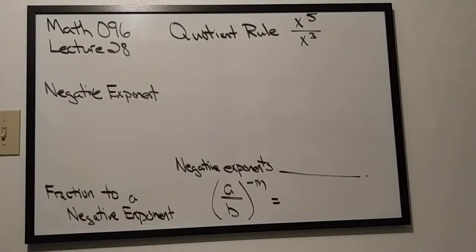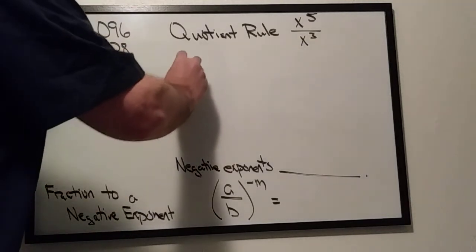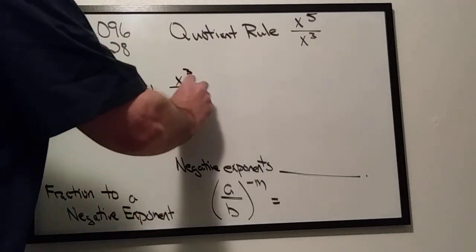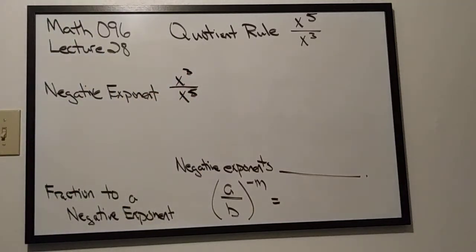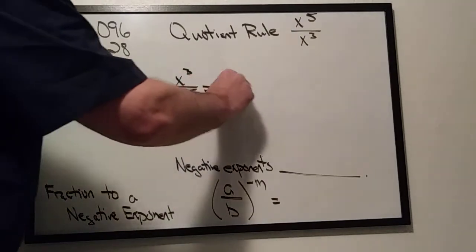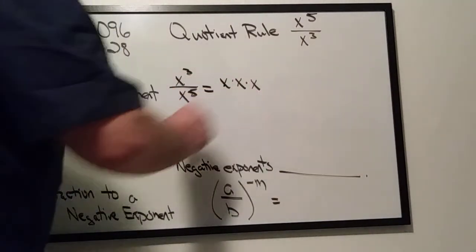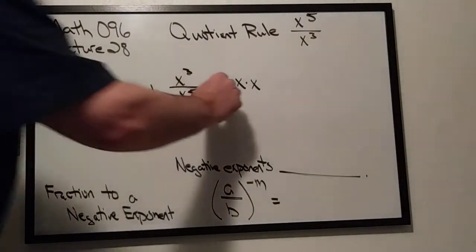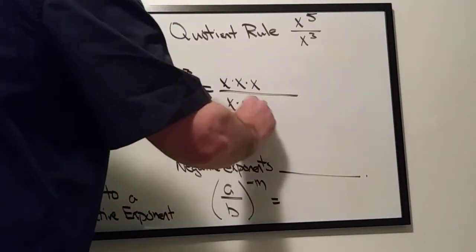So let's go ahead and check out a specific example like x to the third divided by x to the fifth. Now, the first thing I'm going to do is simply use the rules of exponents, the definition of exponents, to go ahead and expand both of these. So x to the third, that's 3 copies of x. And x to the fifth, that's 5 copies of x.